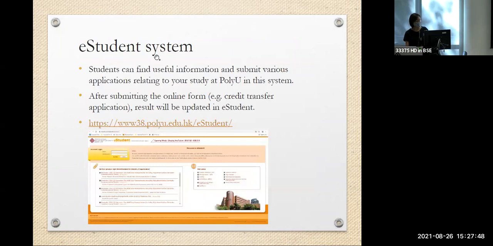Okay, and then in the EStudent system, I think you have used the EStudent system already. Students can find useful information and submit various applications relating to your study at PolyU in this e-student system. After submitting the online form, like credit transfer or other applications, the result will be updated in the e-student. So this is the website.